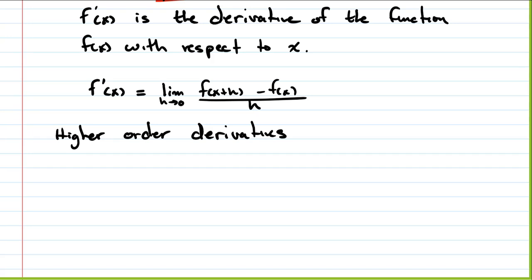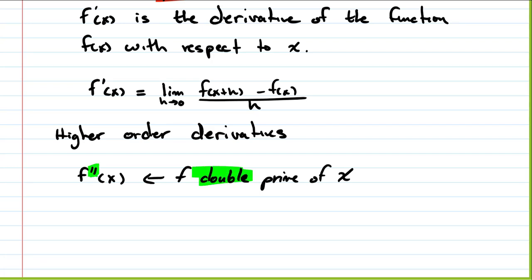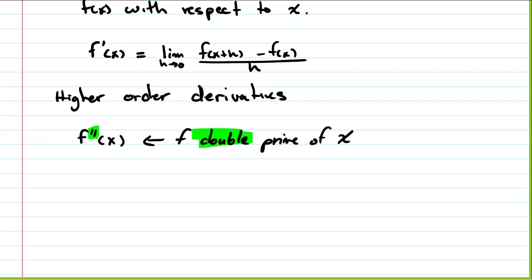So we had f prime. If we want to take two derivatives of a function, we would write f with two apostrophes. So this is f double prime of x, and our double prime is denoted here. And similarly, we can keep going. If we have three of them, that would be f triple prime of x.